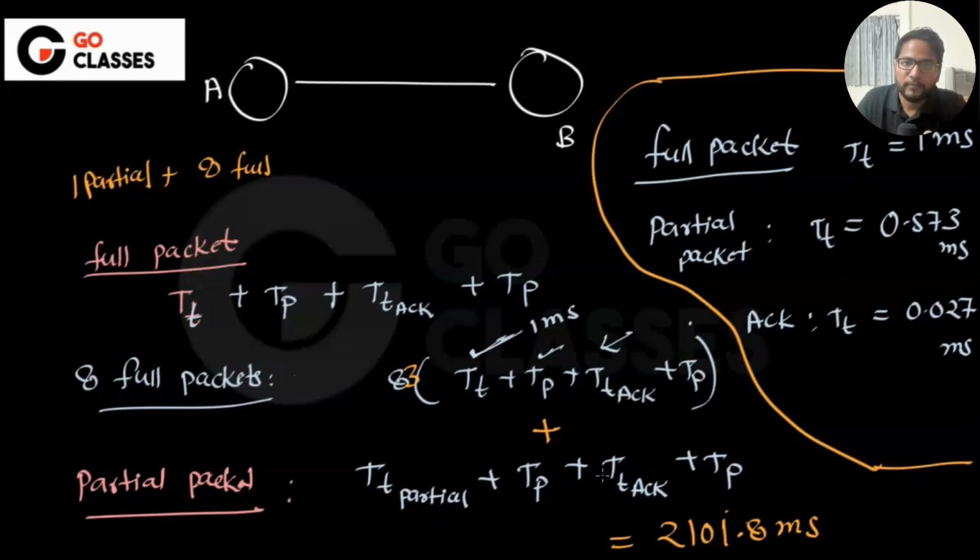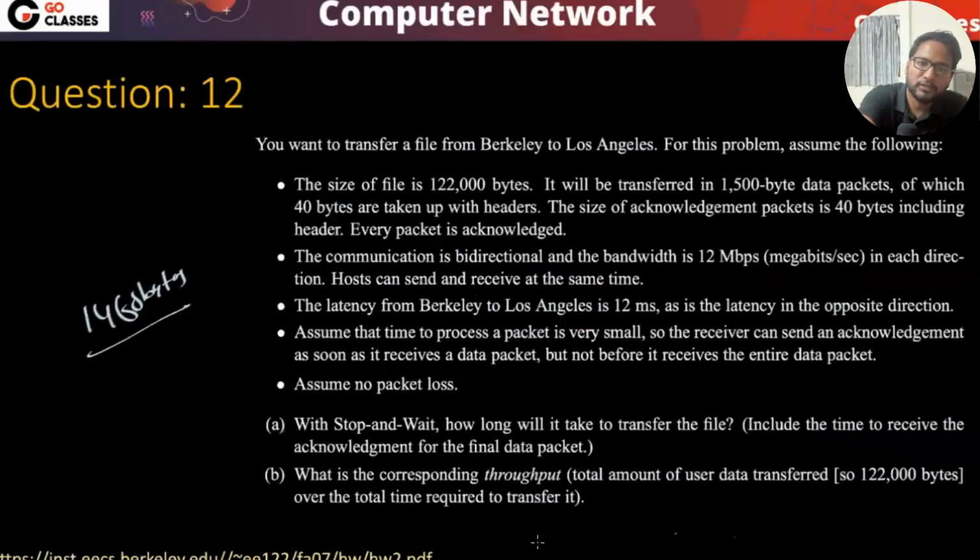Okay. Now, if I ask you what is the throughput here? Let's solve this question. What is the corresponding throughput? The total amount the user transferred is this. So you need to find out the throughput in terms of these many bytes the user is transferring over the total time required to transfer it.